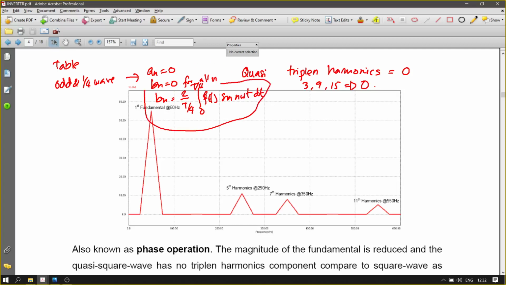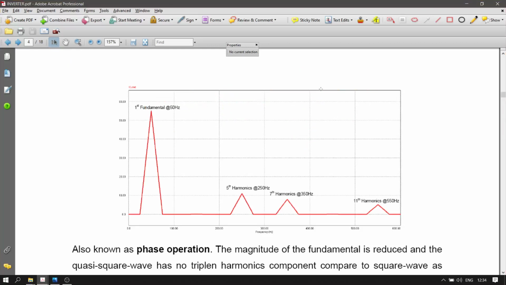I think your calculator can easily evaluate B1, B3, B9, whatever you want, isn't it? If you put in the numbers, the calculator can evaluate that automatically. You don't have to do the integration at all, because if you have all these parameters, then you can easily calculate B1, B3, B5, B9. Okay, so that is a square waveform.